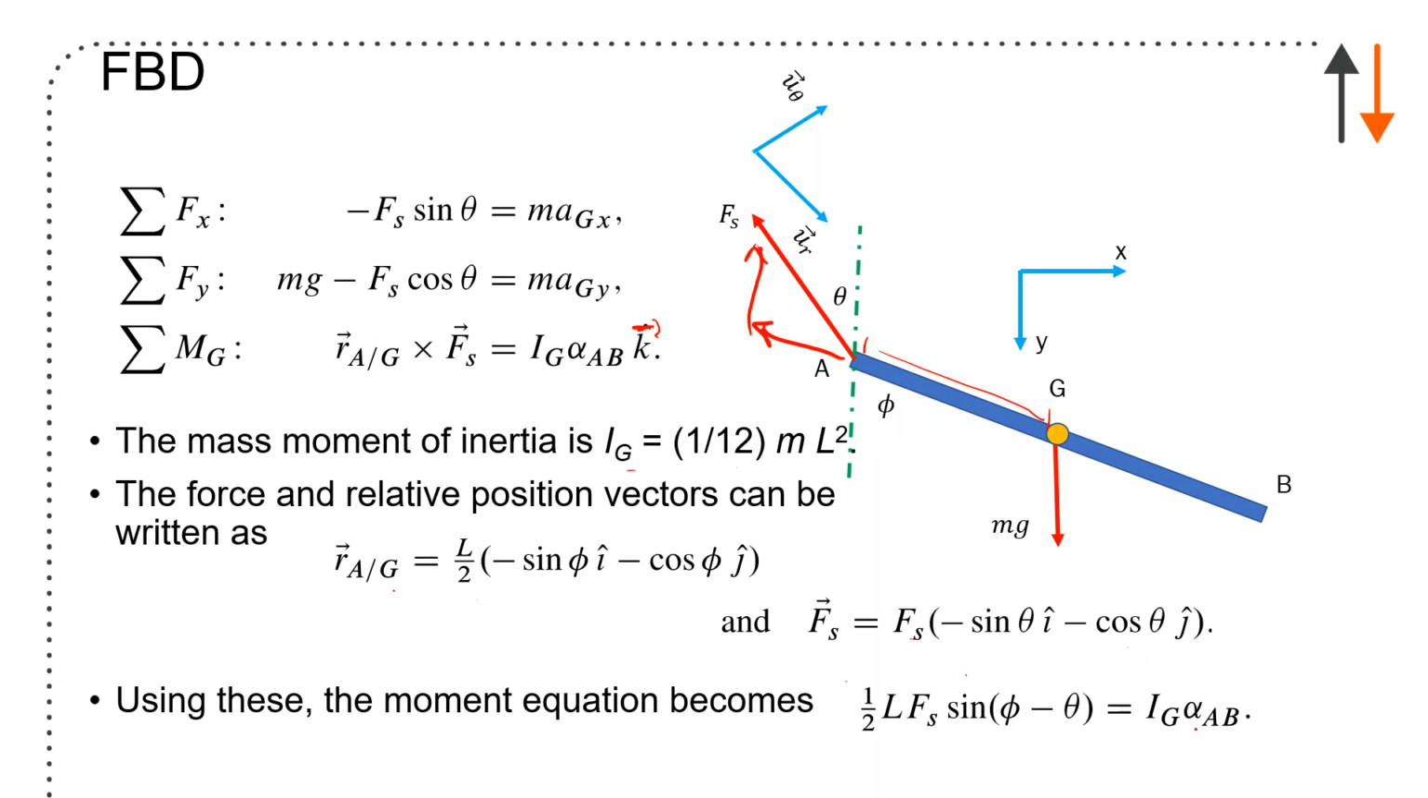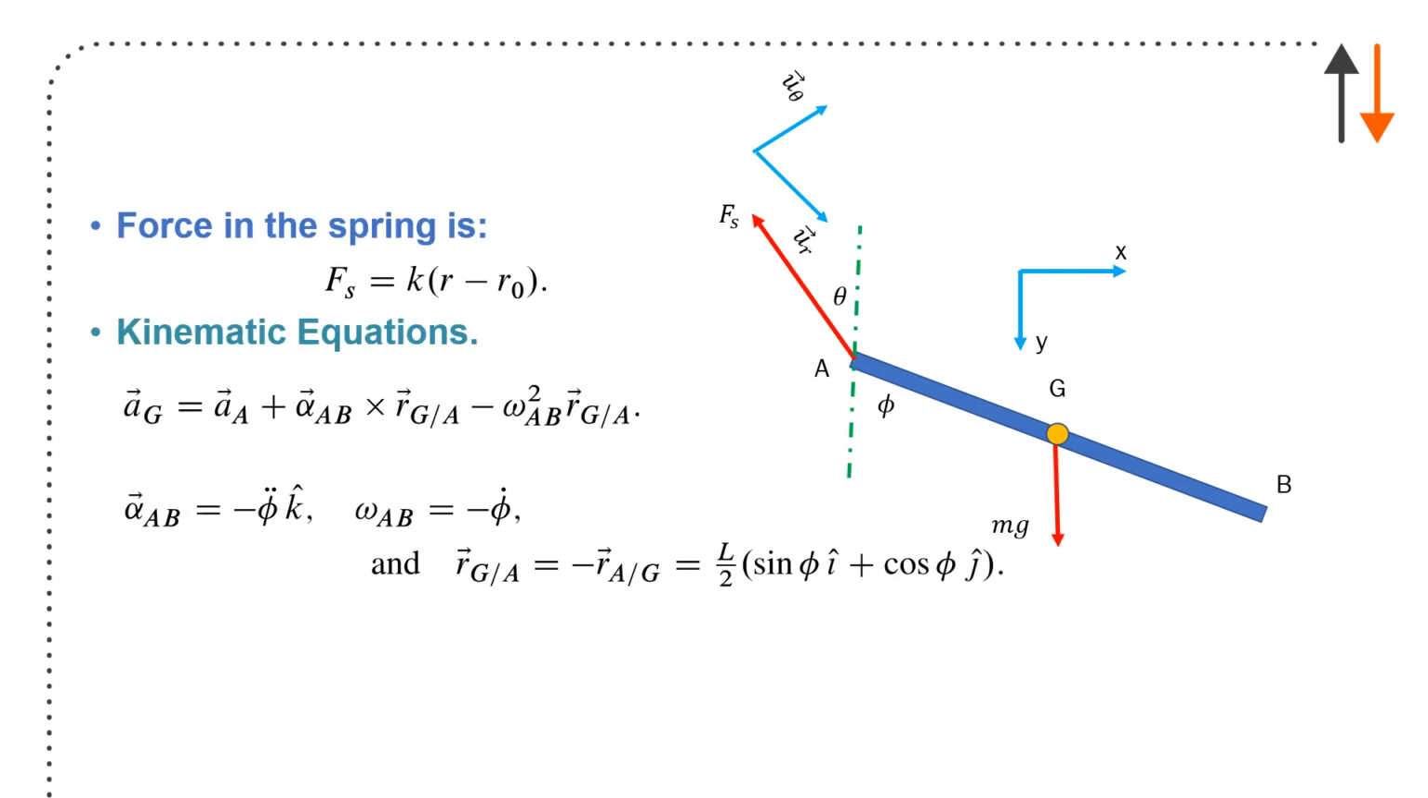This is a problem that, again, as much as possible, try it on your own. Try to do these, try to get comfortable with some of these ideas. The force of the spring is then given as r minus r naught, and r naught is just the unstretched length of the spring. You have the kinematic expressions, which is Ag equals AA plus Ag with respect to A, which here is the tangential and normal components of Ag with respect to A.